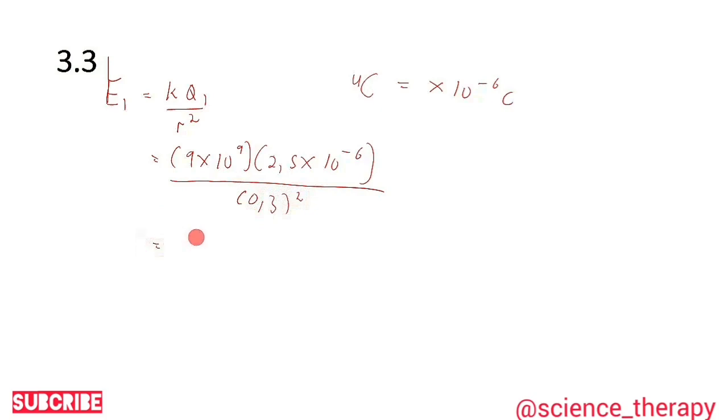If you punch that in your calculator, you have 250,000 newton per coulomb, right? If you have this in scientific form, that's 2.5 times 10 to the exponent of 5 newton per coulomb. And where is it going now? It is going to the right, so we can see a force of attraction between the point charge and Q1. So the point charge will be going to the right as a result of that. Now let's do E2.